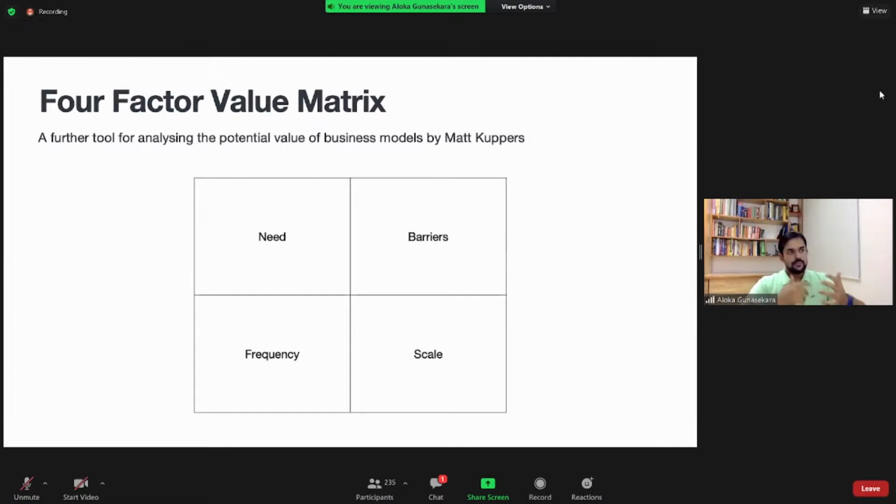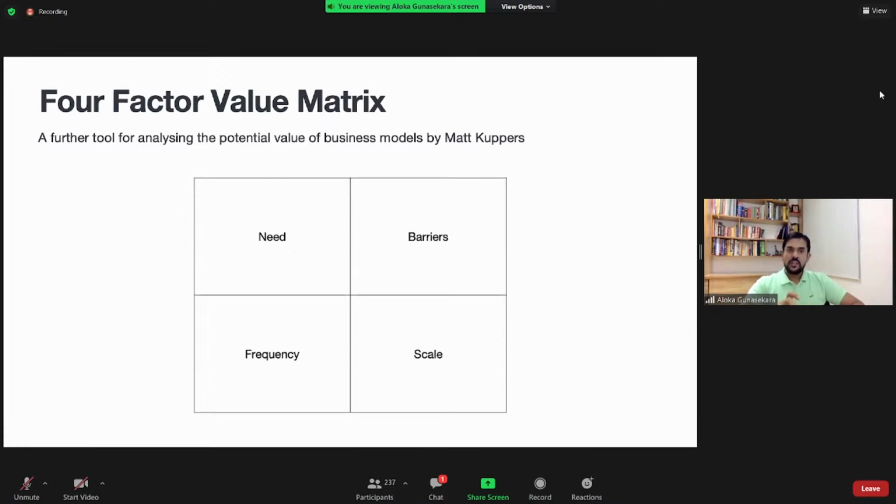It's actually introduced by someone called Matt Groupers. And what you can do is you can identify the needs, the barriers, the frequencies, and the scale. So how does this help? You try to identify what sort of a need your product or the service solves, or what sort of a need your product or the service addresses.